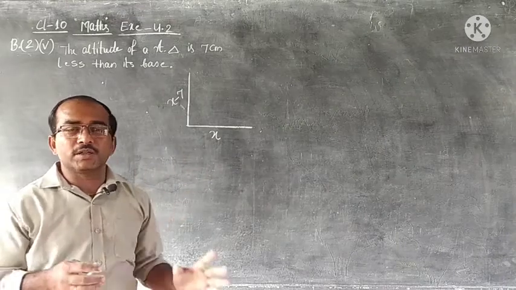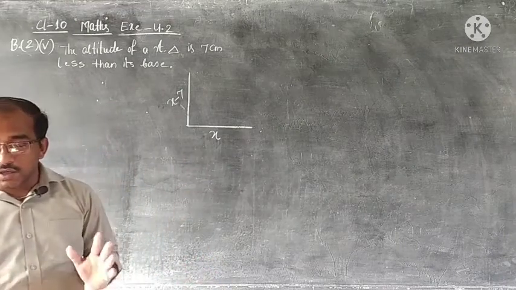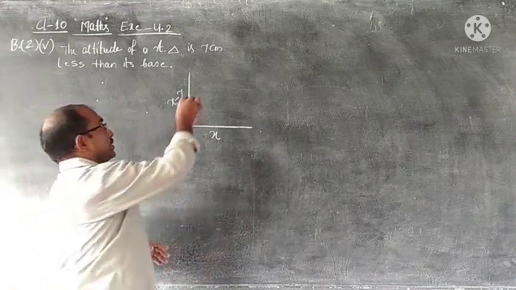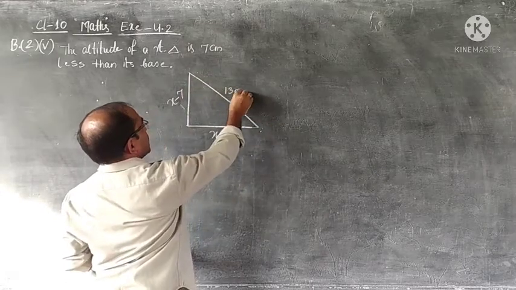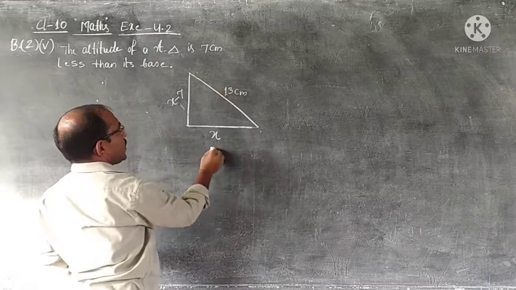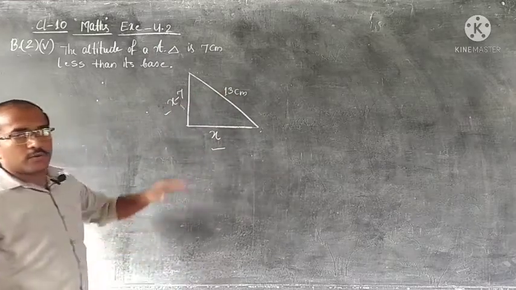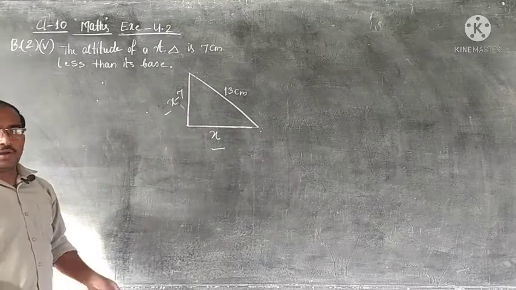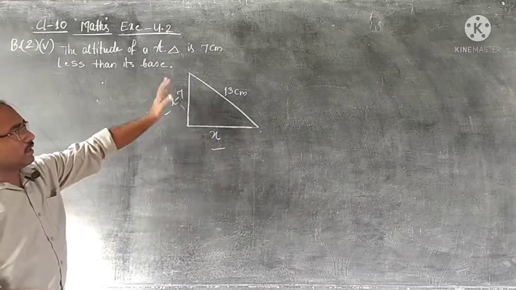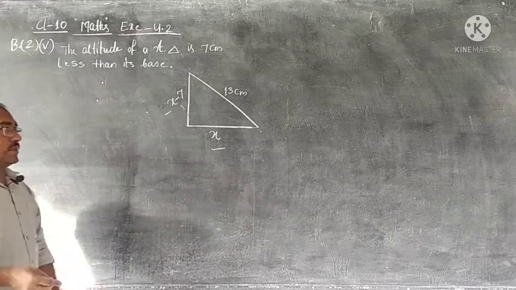Now, one more side is there in a right triangle. What is that? Hypotenuse. Hypotenuse is 13 cm. This side is 13 cm. So we have to find these two other sides. The hypotenuse measurement is given, and the other two sides we have to find. I hope now you are getting the full idea of this question and how to start.